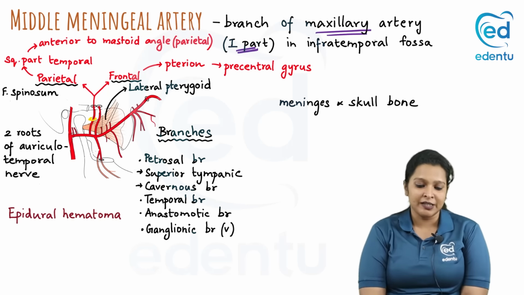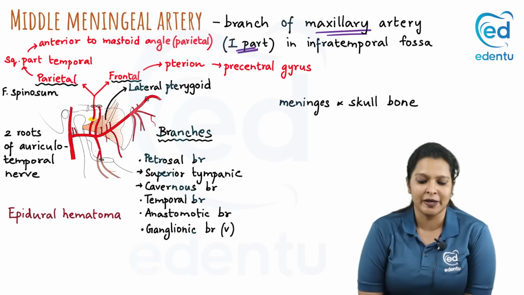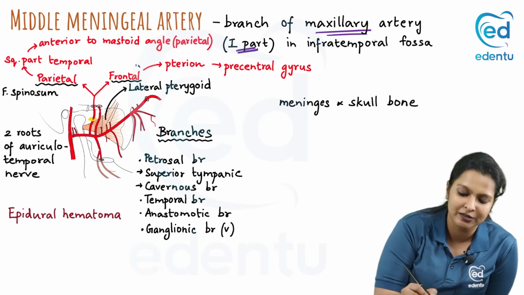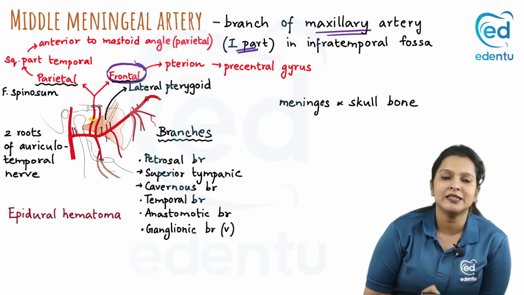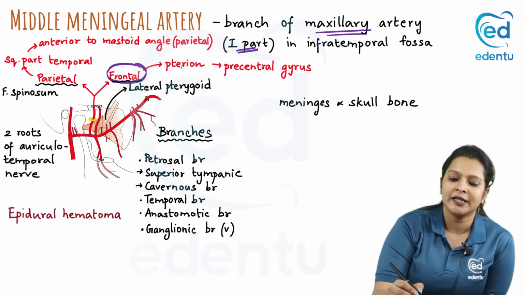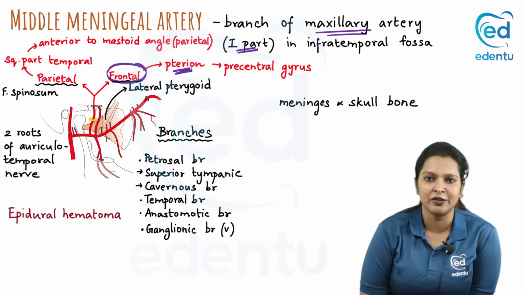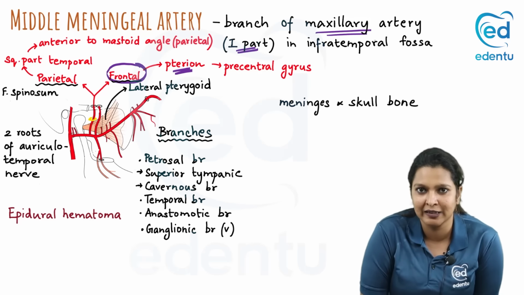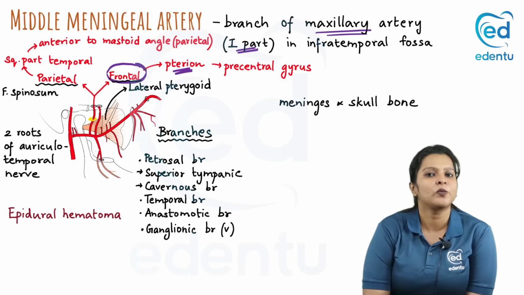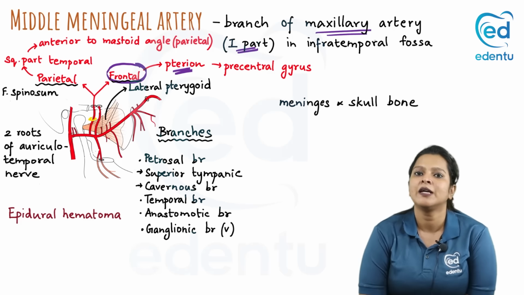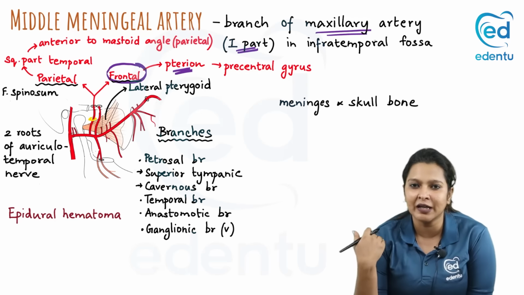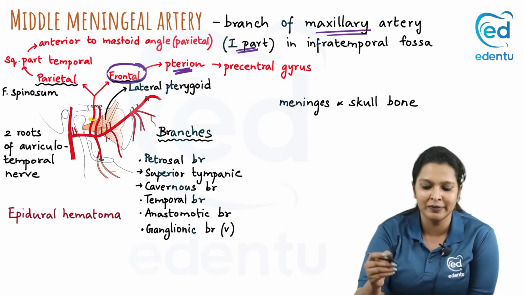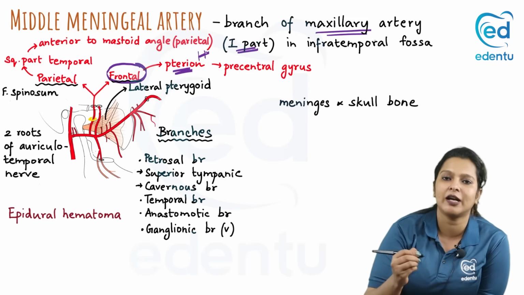Regarding the middle meningeal artery, you should know about the two terminal branches first. The anterior branch of the middle meningeal artery is called the frontal branch. This is very, very important because it lies immediately deep to the pterion. What is pterion? It is a landmark in the skull where four bones meet. What are the bones that meet in pterion? The frontal bone, the greater wing of sphenoid, parietal and temporal bone. These four bones meet at an H-shaped junction called pterion.